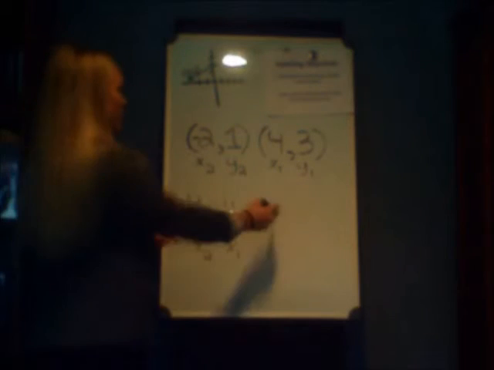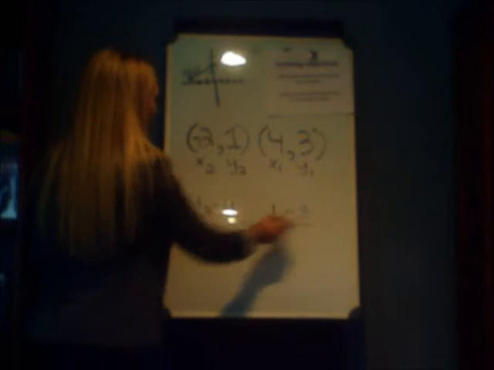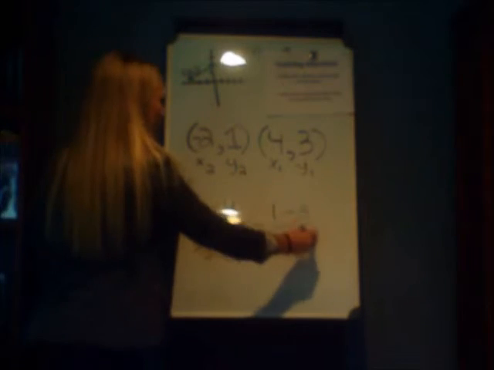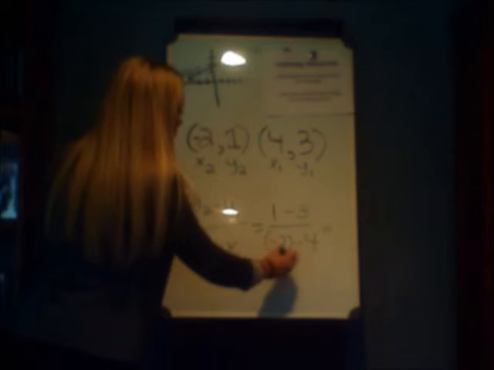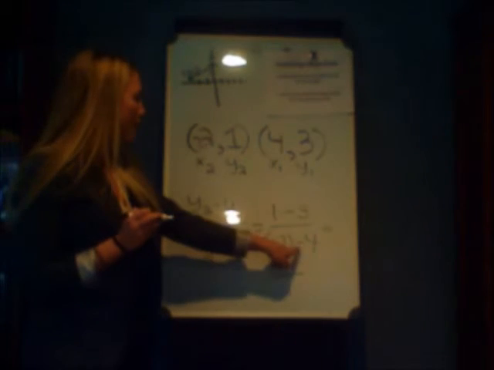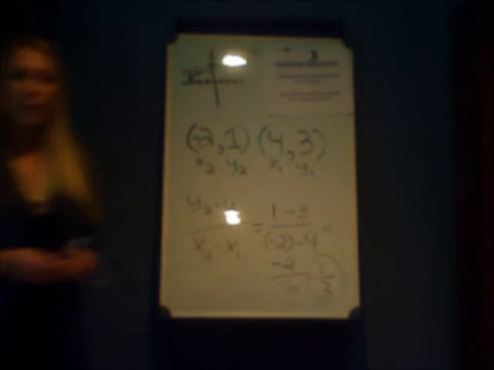Our y2 is 1 minus our y1, which is 3. Our x2 is -2 minus our x1, which is 4. Okay? Now we're going to calculate it out to find our slope. 1 minus 3 is going to be a negative 2, and negative 2 minus 4 is going to be a negative 6. We know our negatives cancel when we simplify to 1/3. If you remember correctly, we got 1/3 last time also.